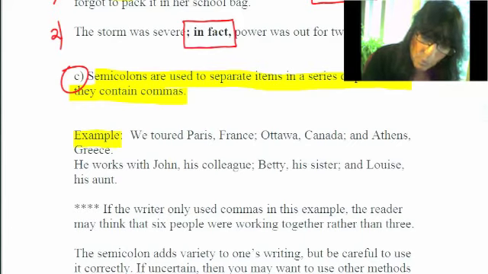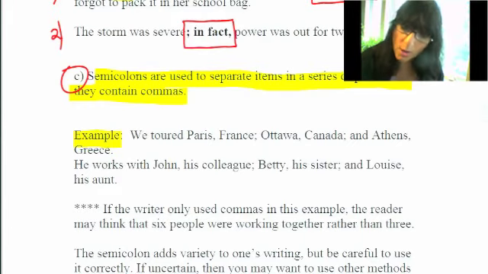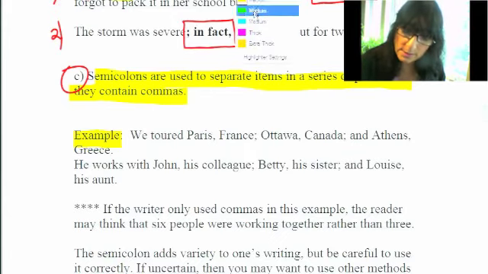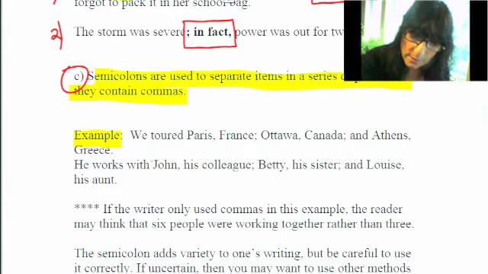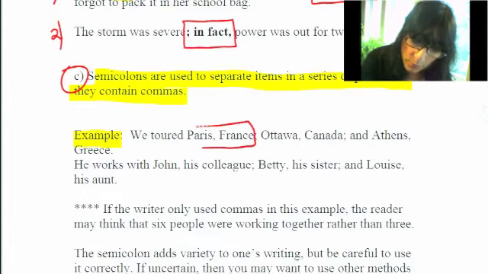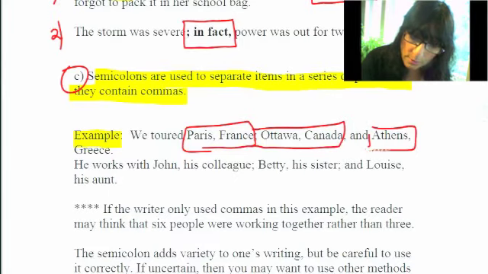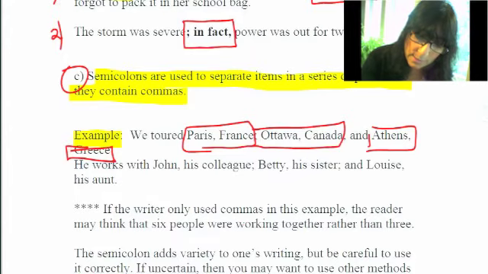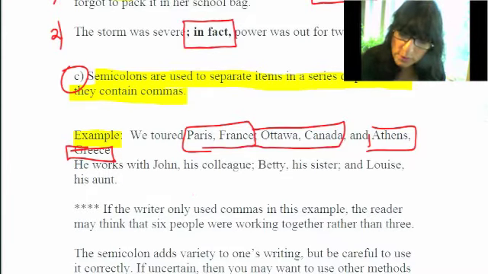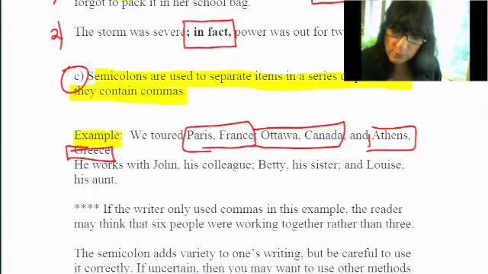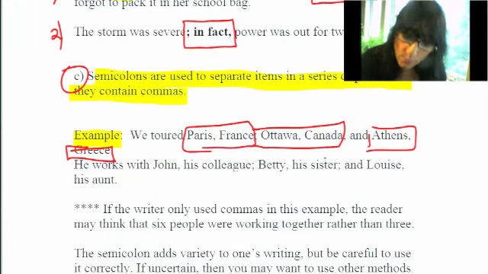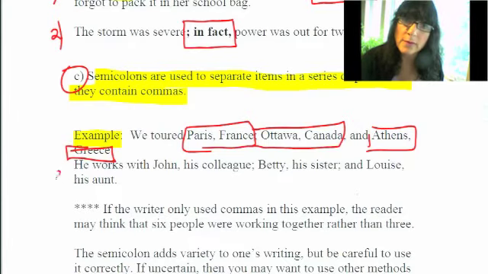The first one, we toured Paris, France; Ottawa, Canada; and Athens, Greece. Now if you look at this sentence, each one of these is a unit. We toured Paris, France, Ottawa, which is in Canada, and Athens, which is the capital. They're capital cities and countries. So you cannot use commas because you didn't tour Paris, France, Ottawa, Canada, Athens, Greece. You're implying that those are 6 cities. So one unit is Paris, France, the semicolon, Ottawa, Canada, the semicolon, and then Athens, Greece.